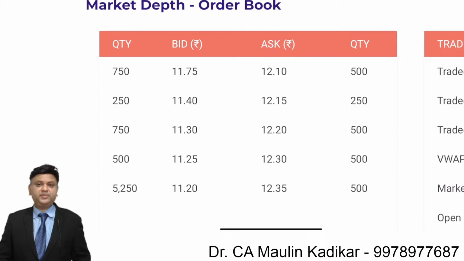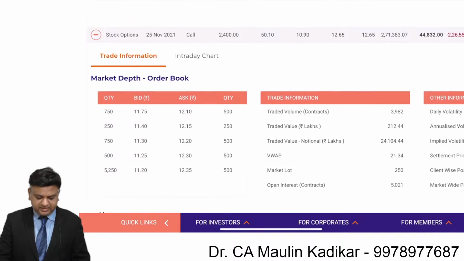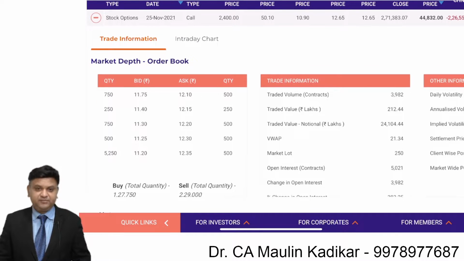If the spot price of the equity share remains at 2400 or lower than that, then the amount of the premium that you have received is the profit. If the price exceeds 2400 plus 11 rupees 75 paise, that is 2411.75, then you will have a loss. As and when the price increases, the amount of the loss will increase. This is the way we will have the transaction.